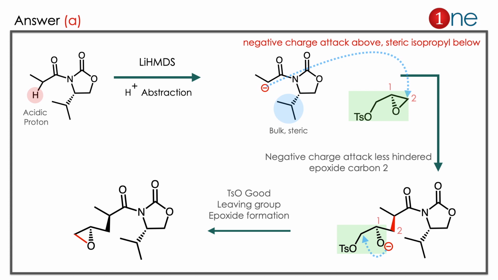The attack is from above. Why? Because the molecule already has a bulky isopropyl group, that's why the attack is from above. So the new carbon-carbon bond formation occurs above the plane.